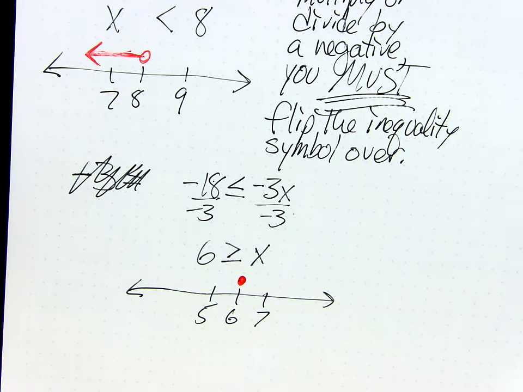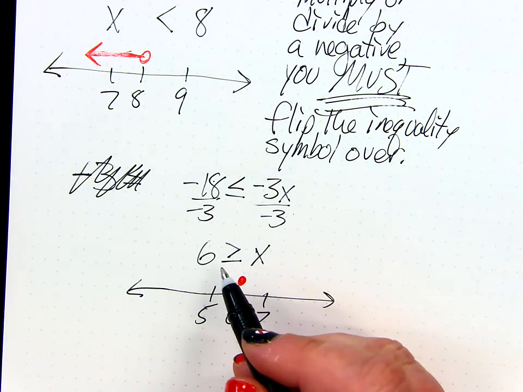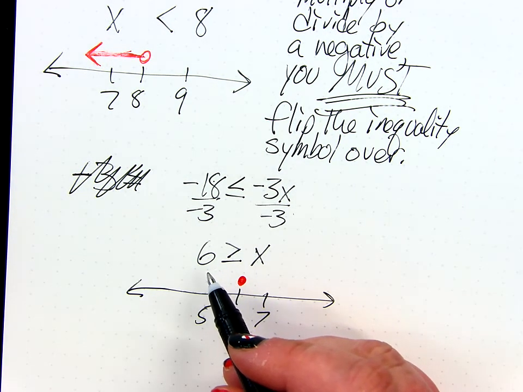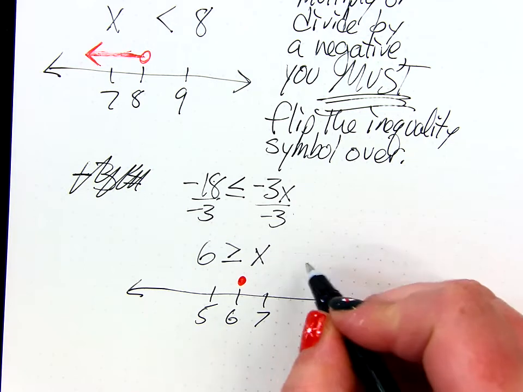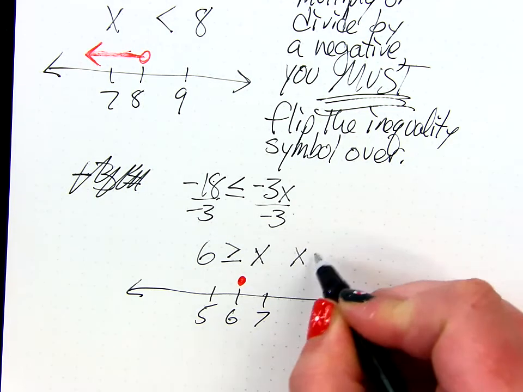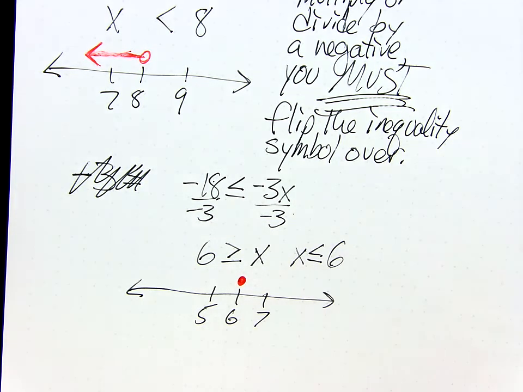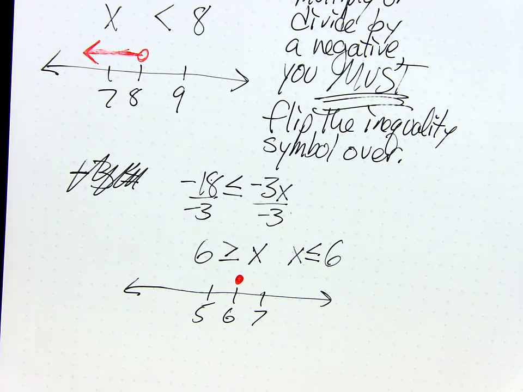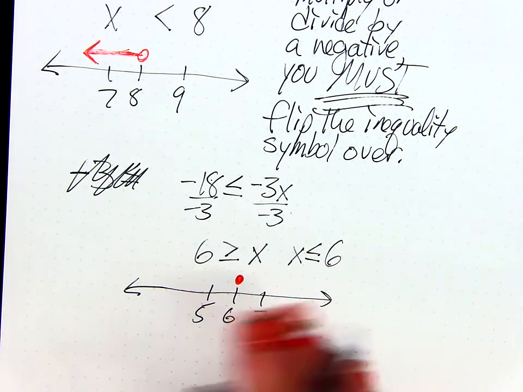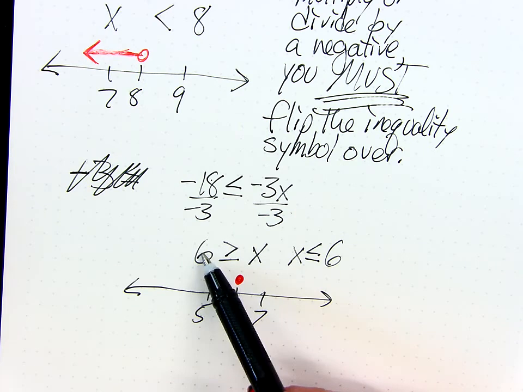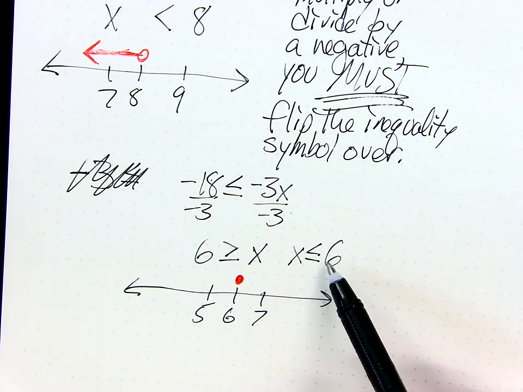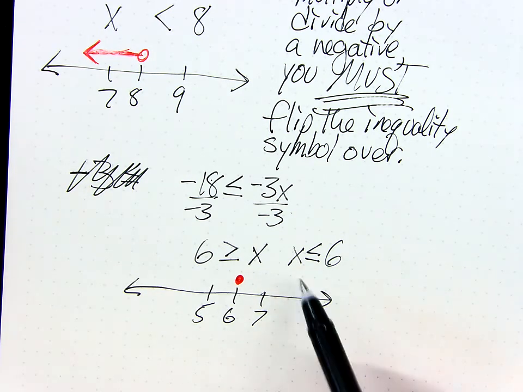Well, remember, if the variable is not first, I highly recommend that you rewrite it. Flop it over. X is less than or equal to 6. Right? They mean the exact same thing. I just flopped it over. Pac-Man was eating the 6 here. Pac-Man is still eating the 6, so I haven't changed anything. But this is so much easier to graph.